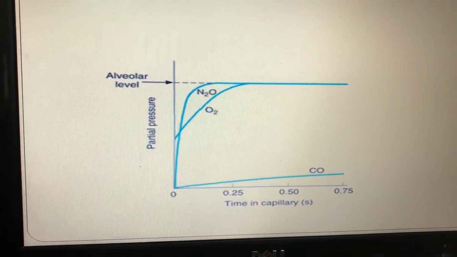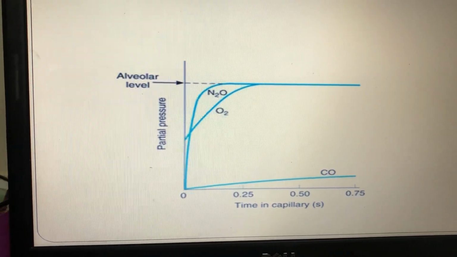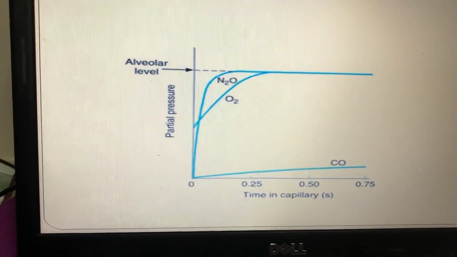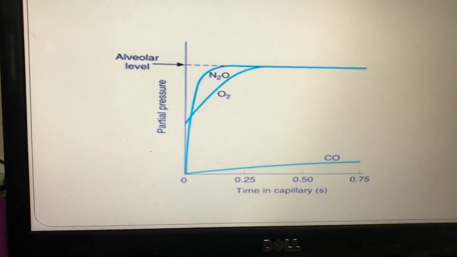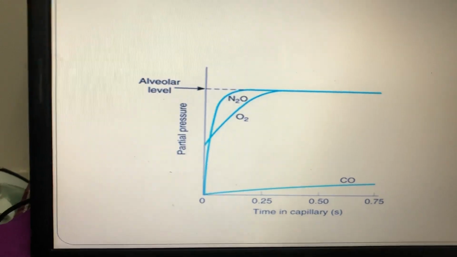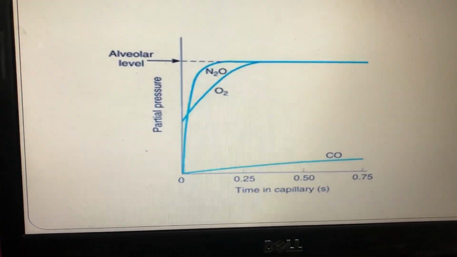You can see that nitrous oxide and oxygen reach saturation by about one third of the capillary, that is, in less than 0.25 seconds. Whereas carbon monoxide, though it goes all through the capillary, the partial pressure is not increasing because it is forming tight bonds with the hemoglobin molecule.